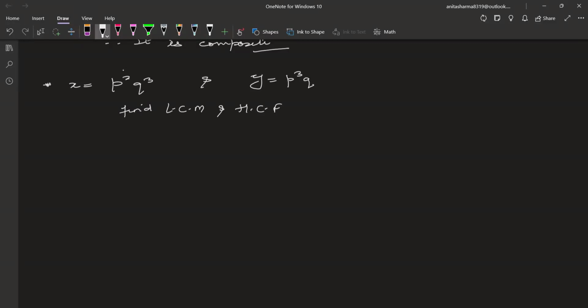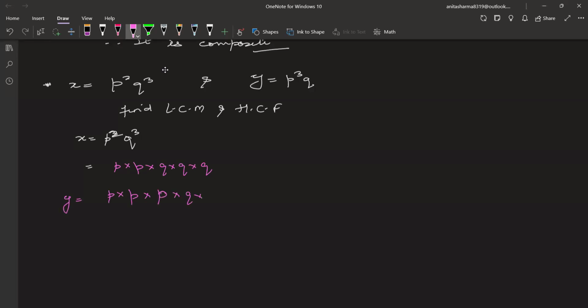So, Rizwana, will you please tell me what we have to do here? Yes, beta, tell me. So the factors of x would be p into p into q into q into q. Yes, very good. And what about y? Y would be p into p into p into q.